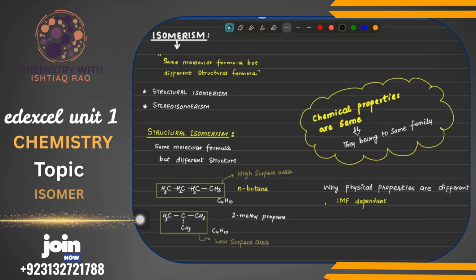We used to say that isotopes have the same chemical properties but different physical properties. You know why? Because in isotopes, as we have the same number of electrons, that's why they have the same chemical properties, because chemical property is due to the number of electrons, and the physical property is due to the number of neutrons. Okay, so same goes with isomerism.